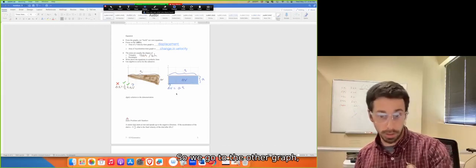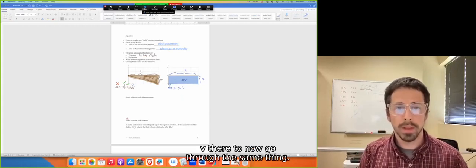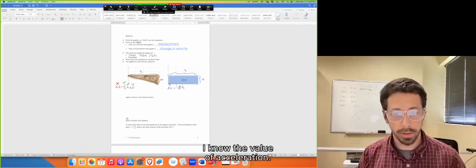So we go to the other graph. We go to the other equations, because I can solve for delta v there too. Now, go through the same thing. I know the value of acceleration.